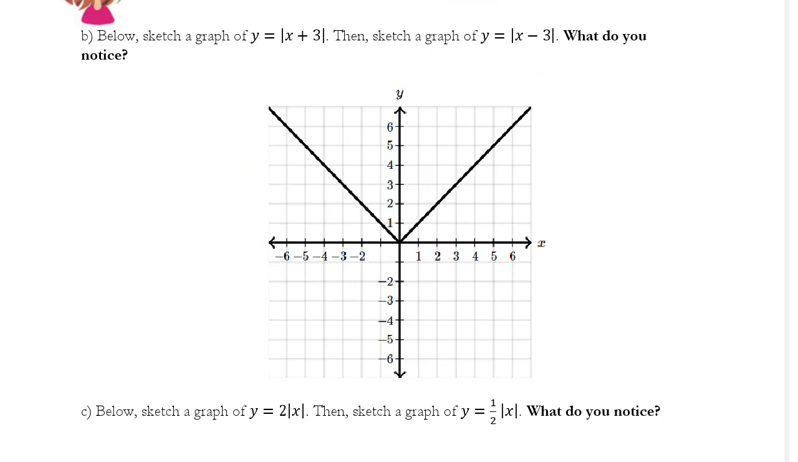All right, so here we're being asked to sketch a graph of y equals absolute value of the quantity x plus 3, as well as y equals absolute value of the quantity x minus 3. These are going to be horizontal shifts as opposed to vertical shifts, and we're going to see in a minute why that's the case. Let's start with this one.